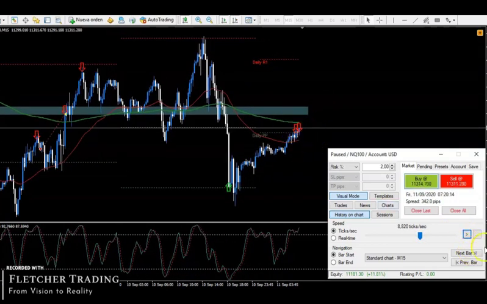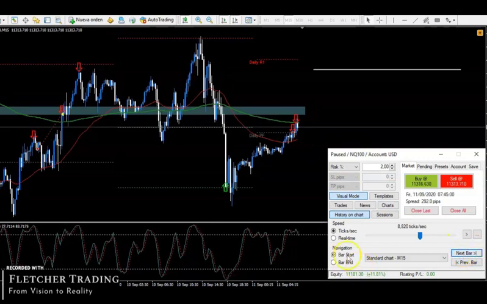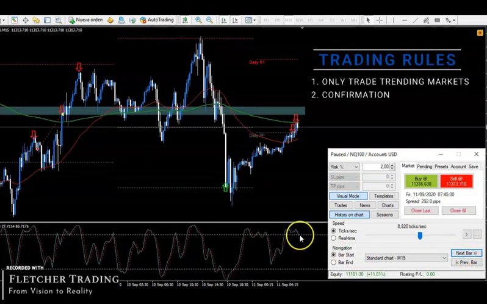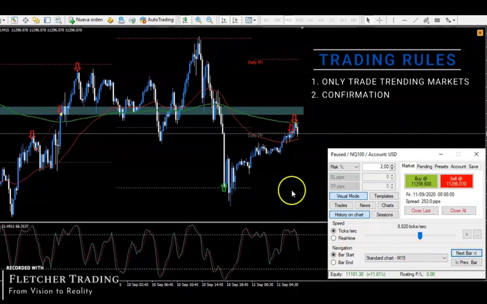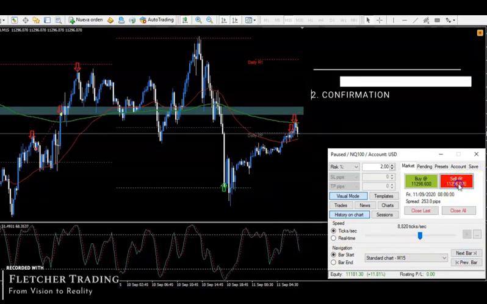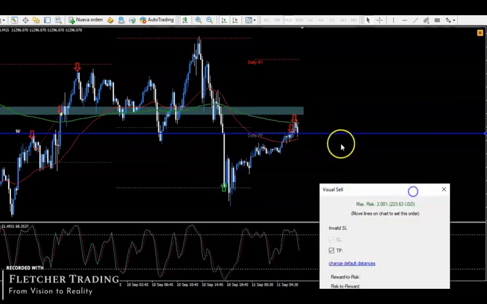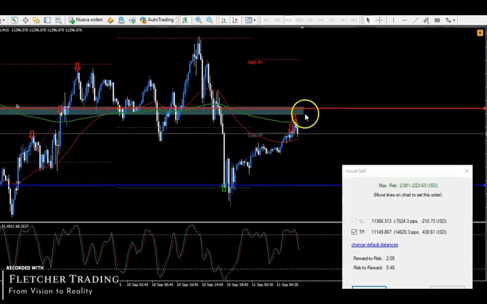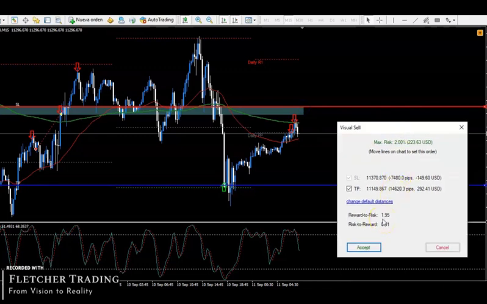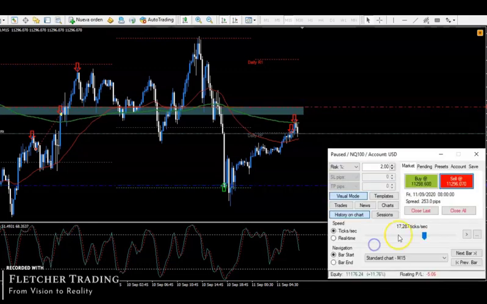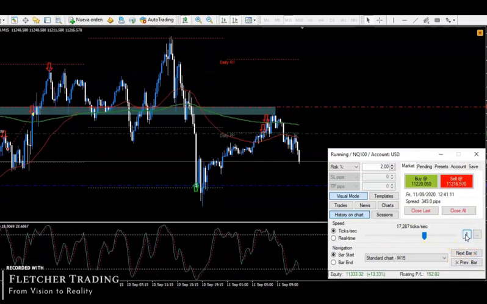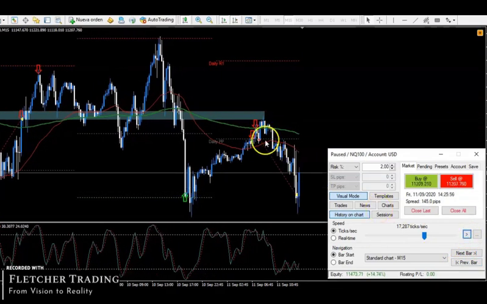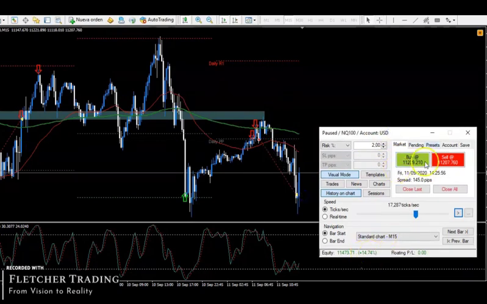Okay, so we've got our signals here. We're just going to wait for confirmation. Again, we're waiting for this to fall back below 80 now. Okay, it's back below 80, so we're going to sell here. We're going to have our take profits around these lows, around this support level. We're going to set our stop loss just above this level here. That gives us a risk to reward of just under 2 to 1. So we're going to click accept. Okay, we've just been taken out of our position here, and the account is now up just under 15%.